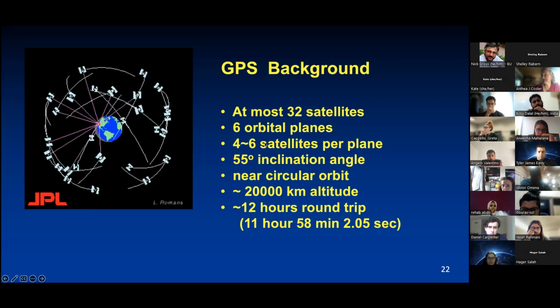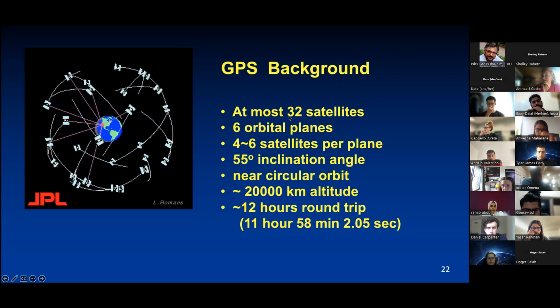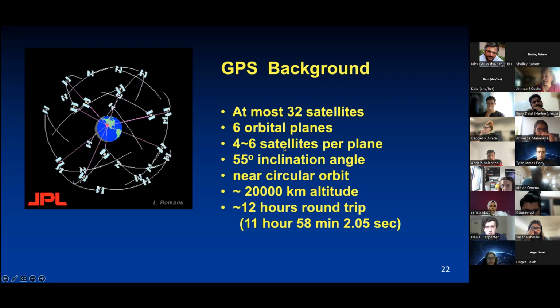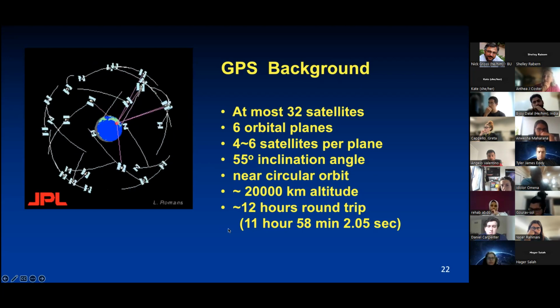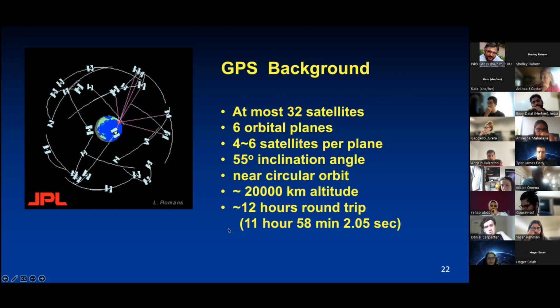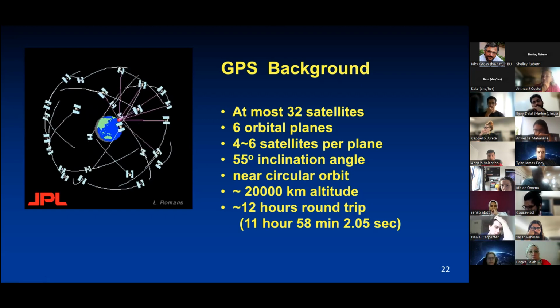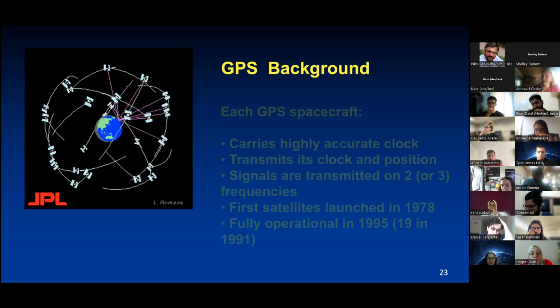There are 4 to 6 satellites per plane, but you only need 24 to be operational. Right now, there are 31 operational satellites. And they're at approximately 20,000 kilometers, with a 12 hour round trip. That's all you need to know there.